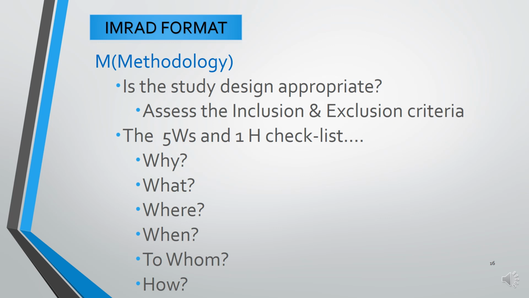Coming to methodology, is the study design appropriate? Assess the inclusion and exclusion criteria. 5 W's and 1 H checklist: why, what, where, when, whom, then how. These things should be explained in the methodology. And methodology won't be the same for all studies. For example, cross-sectional study has a different methodology, case control has a different one, cohort is different, randomized control has a different methodology. So you have to assess each methodology based on the checklist we discussed in the earlier slide.